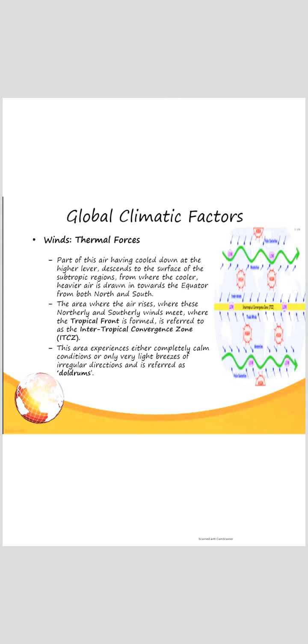of the subtropic regions, from where the cooler, heavier air is drawn in towards the equator from both north and south. The area where the air rises, where these northerly and southerly winds meet, where the tropical front is formed, is referred to as the intertropical convergence zone. This area experiences either extremely calm conditions or very light breezes of irregular directions and is referred to as the doldrums.